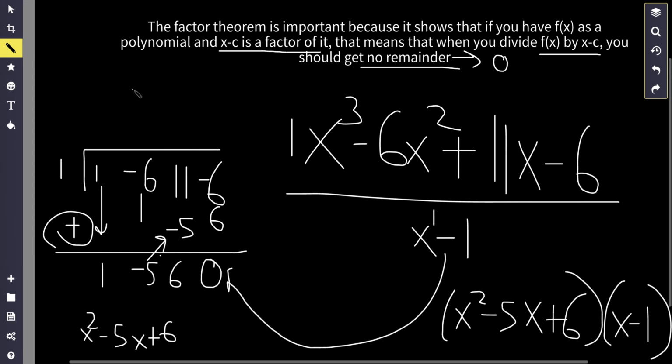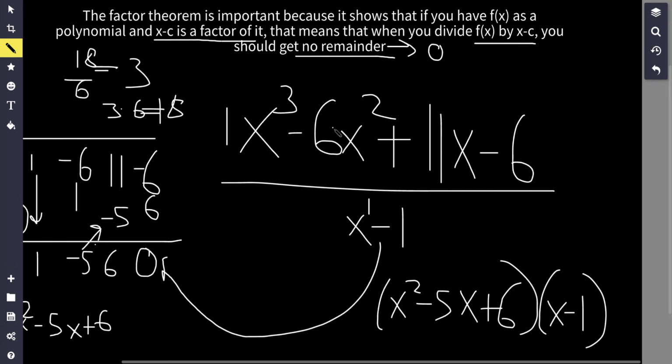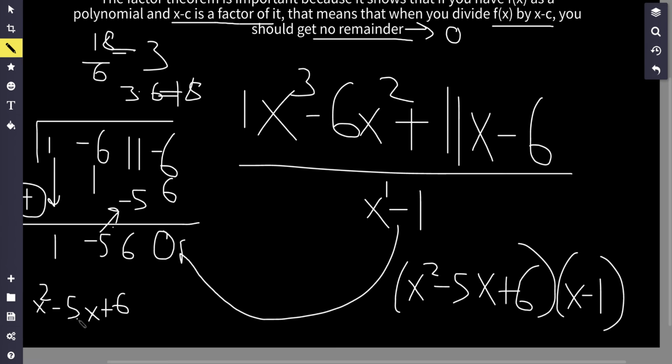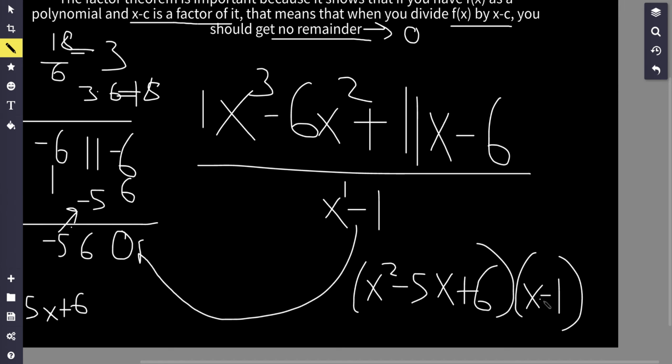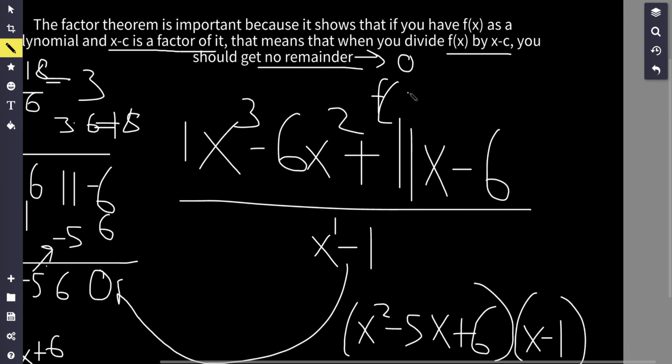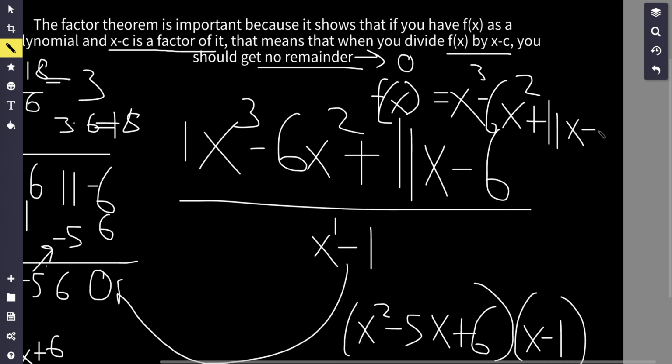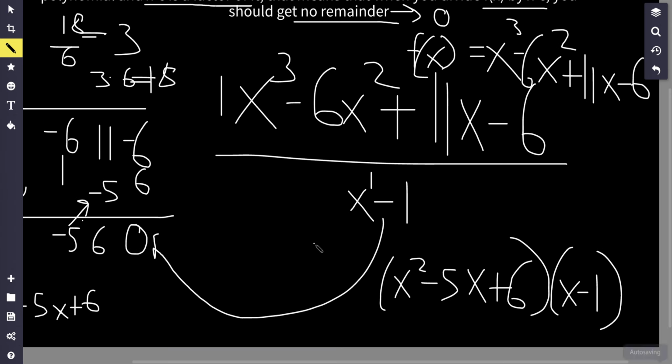So it's like saying that if 18 divided by 6 gives me 3, then 3 times 6 equals 18, right? This is basically what I'm saying. This thing divided by x minus 1 gives me this, which means that these two things multiplied out together should equal what I had originally. So if f of x is equal to x to the third power minus 6x to the second power plus 11x minus 6, well, that means that f of x is also equal to what's down here, right?